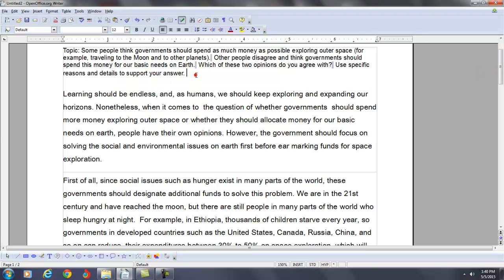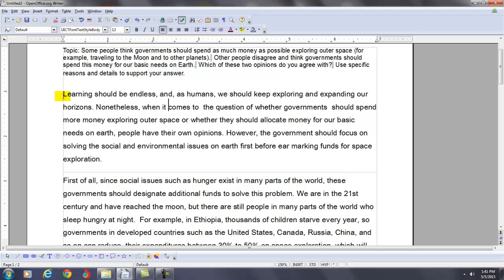So a lot of the changes that I've made here, as you saw, I had to make some changes in your topic sentences in the sense that they didn't really make any arguments, so I framed them better so they directly connected back to the argument you're making in your thesis. I've also made a few language use changes, right? So learning should be endless, and as humans, we should keep exploring and expanding our horizons.